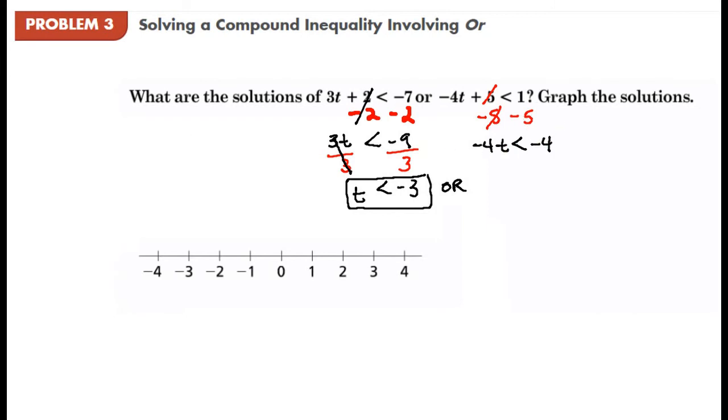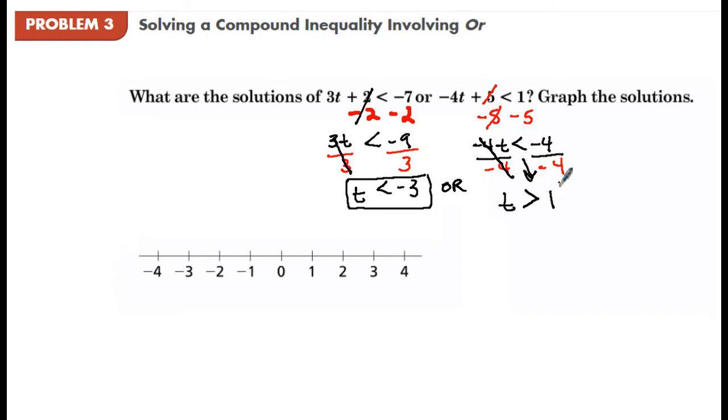Right, so the next step is to divide both sides by the negative 4. Now remember, if you divide by a negative, you must change the sign. So I'm going to go ahead and just show you that you have to change the sign. So it's going to be now pointing this way, and the negatives cancel. I'm left with t being greater than negative, or a negative is a positive, 4 over 4 is 1.